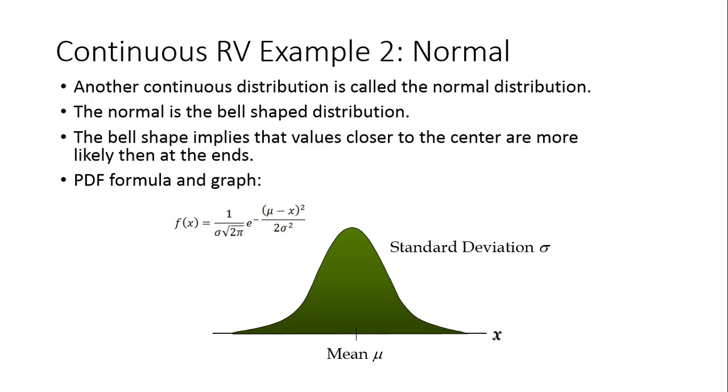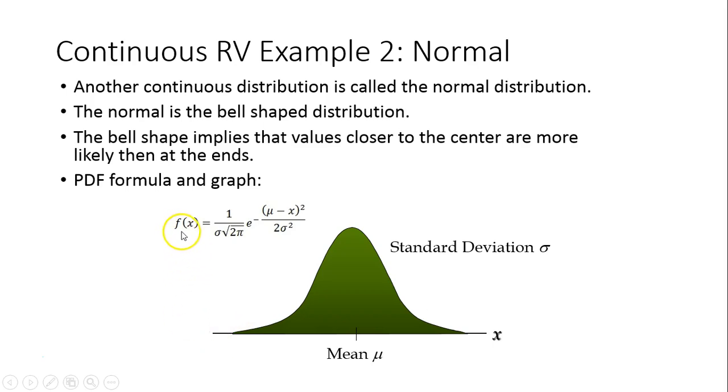Moving on, this was a continuous uniform random variable. Now we'll talk about another continuous random variable called the normal random variable. This is another continuous distribution. The normal distribution is a bell-shaped distribution. It looks like this. The bell shape implies that values closer to the center are more likely than at the ends. So values close to here, where this mu is, are more likely than at the ends.